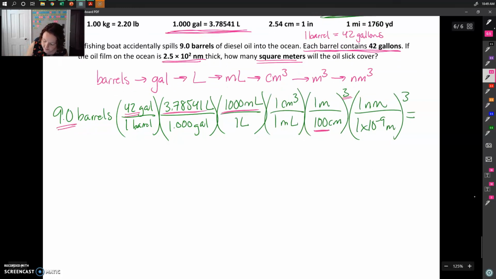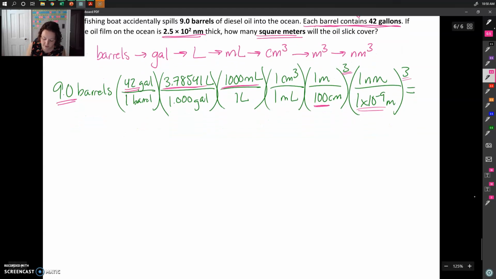Same thing with the last step here. I'm going to take 1 times 10 to the negative 9th. I'm going to be dividing by that value, and I'm going to be cubing it, right? So it's 1 times 10 to the negative 9th cubed that I'm dividing by. Now, if you're a little shaky on order of operations in your calculator, you may have a time typing this out in the calculator correctly. So definitely practice that a bit if you're not getting the right answer. Now, 1.43 times 10 to the 27th nanometers cubed is the answer I'm going to get here.